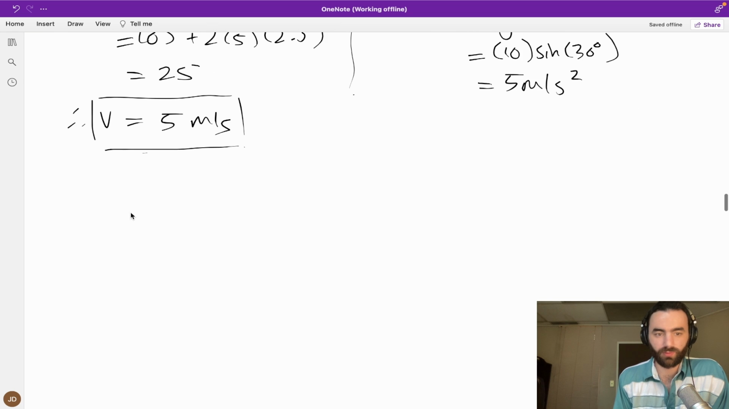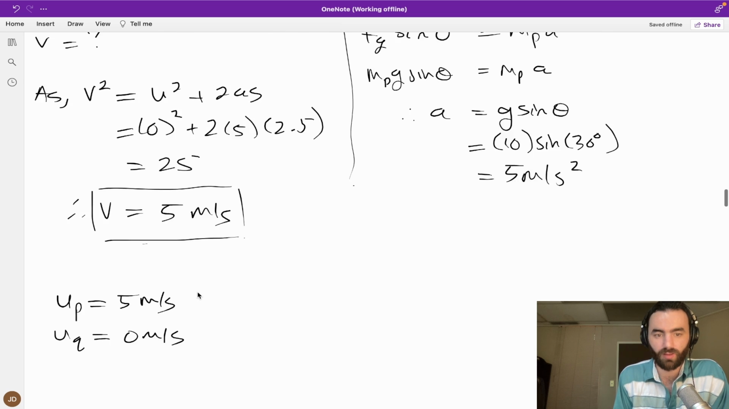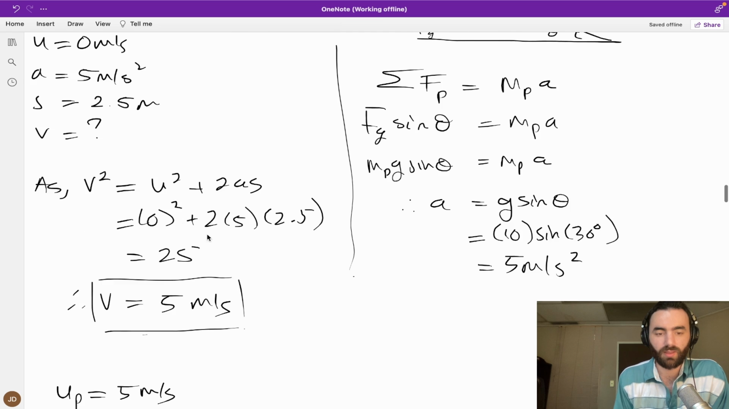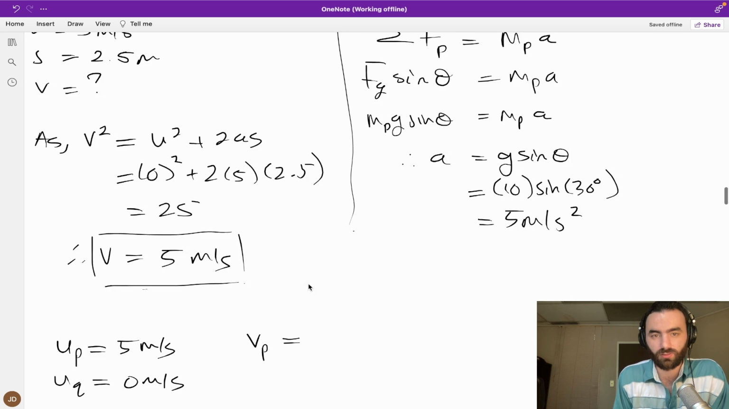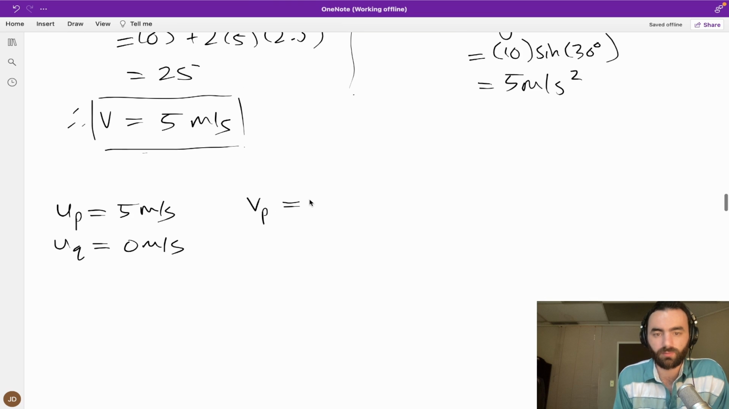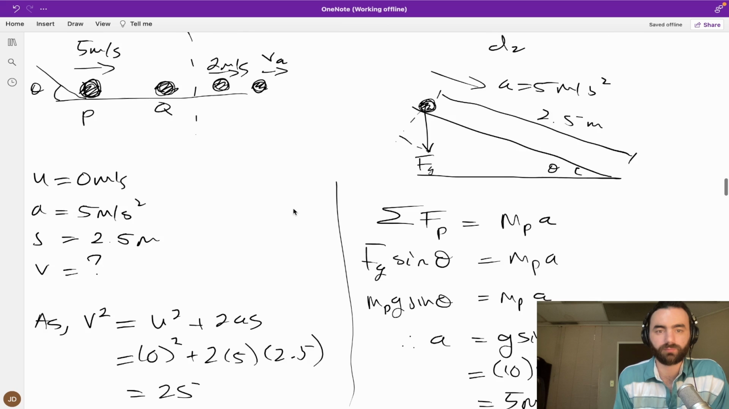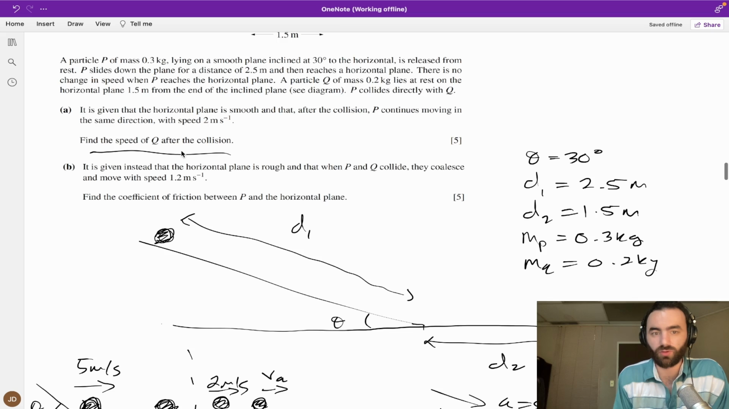So before the collision, the velocity of P is 5 meters per second. The velocity of Q before the collision is 0 meters per second, because it's at rest here. And after the collision, the velocity of P is 2 meters per second, and the velocity of Q is what we wanted to find, the speed of Q after the collision.